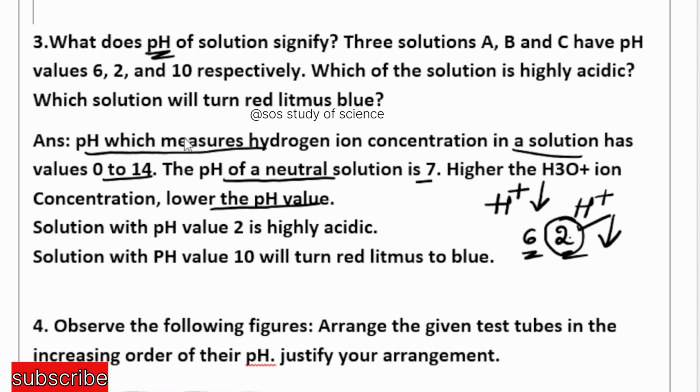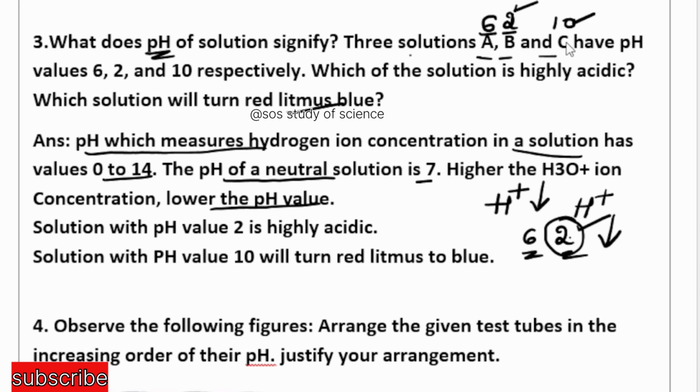So further what are they asking? There are three solutions, my dear students. One is solution A, solution B, and the third one is solution C. See, these solutions have the pH of 6 for A, 2 for B and 10 for C. I have written here only above A, B, C. Which solution is highly acidic? Tell me, very easy. Which is acidic first of all here? A is acidic and B is also acidic. Which is more acidic? Obviously, solution B is more acidic, because H plus ion concentration is more. Which solution will turn red litmus blue? Obviously, if red has to become blue, then the solution has to be basic.